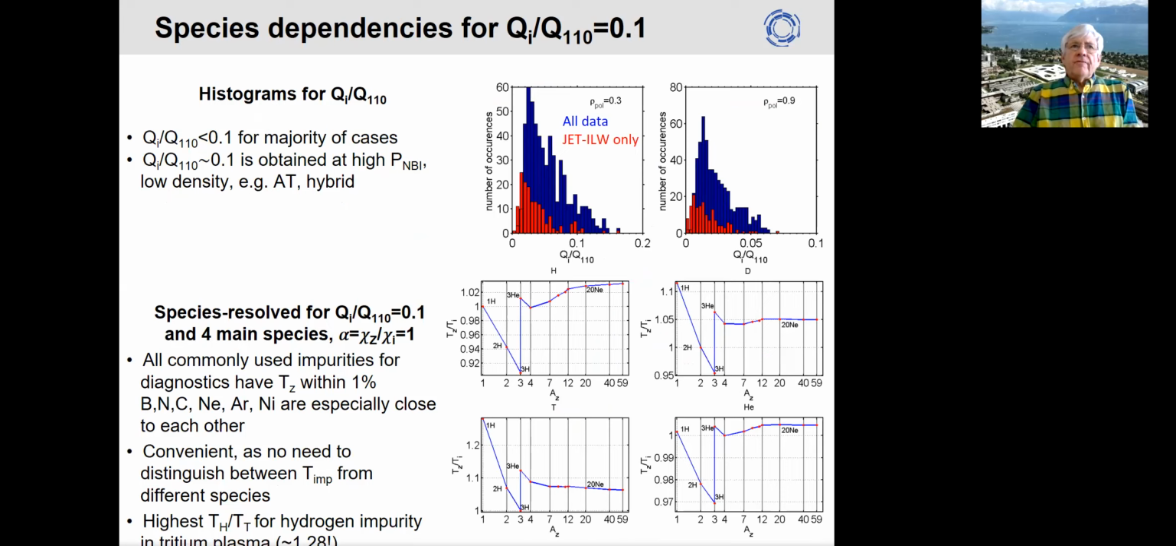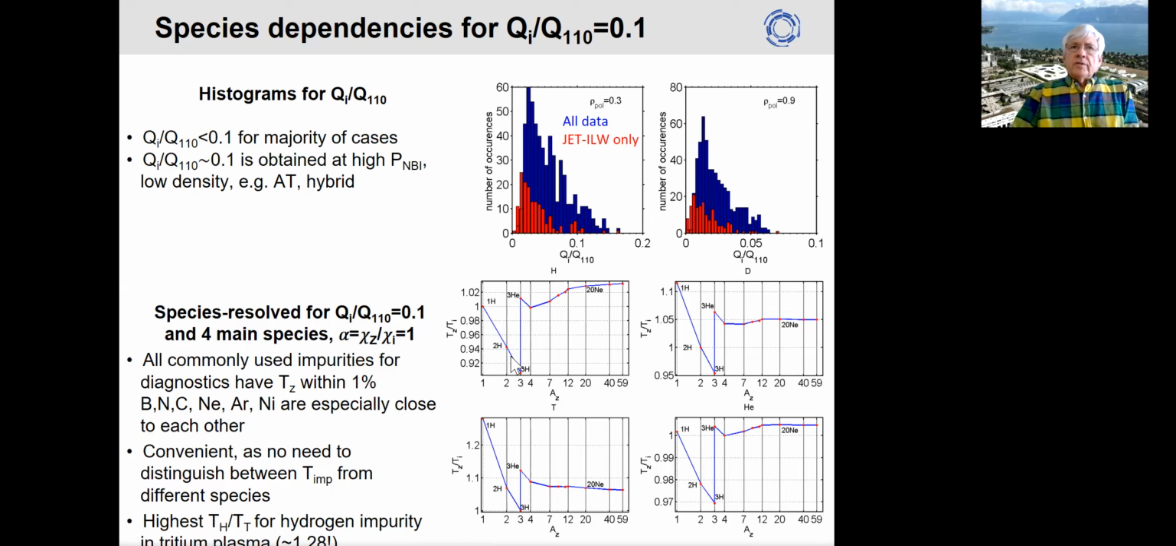Here you can see for a fixed value of Qi over Q110 of 0.1, how this Tz over Ti depends on the mass. And this is for hydrogen, deuterium, tritium, and helium as background main species. For deuterium, you can see we are near 5%. For hydrogen, the difference is smaller. It's around 1 to maybe 3%. For tritium, we are higher, 7 to 8% maybe. And for helium, there's virtually no difference.